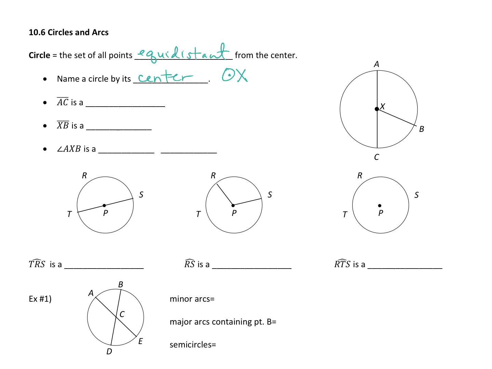So you have segment AC there. If you look at this circle, notice it goes through the center. Anyone know what we call that segment? Diameter. It's the diameter, okay? AC is a diameter. So diameters go all the way across the circle. And then XB, this one here, goes from the center to the circle. What do we call that? A radius, okay?